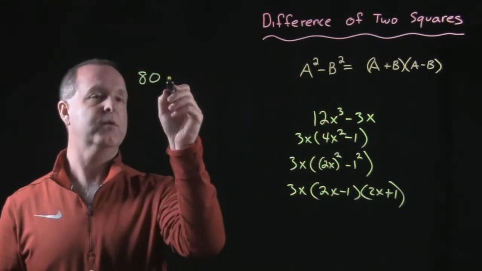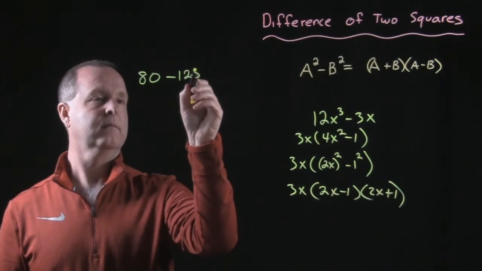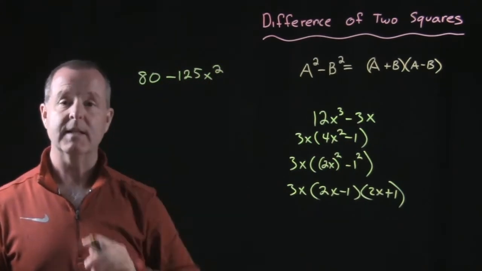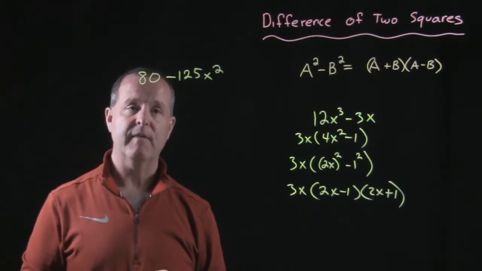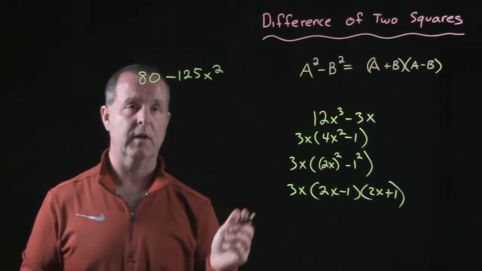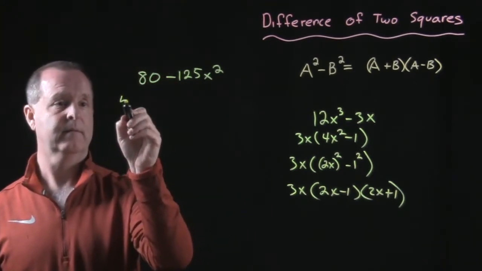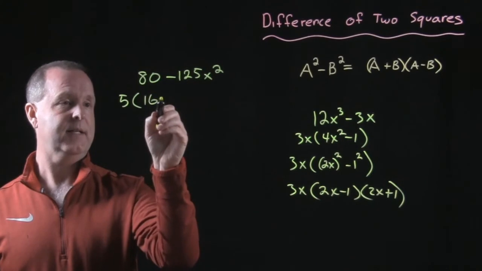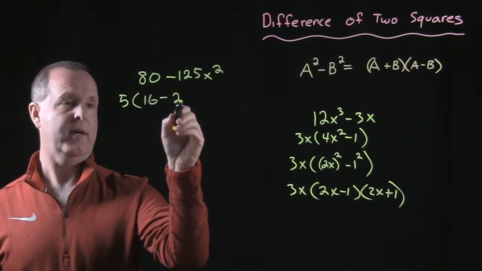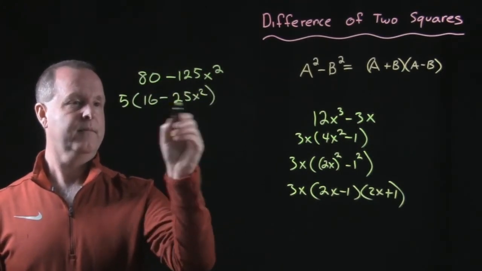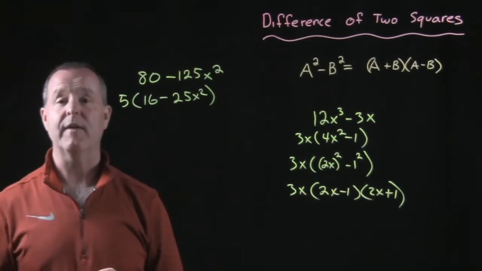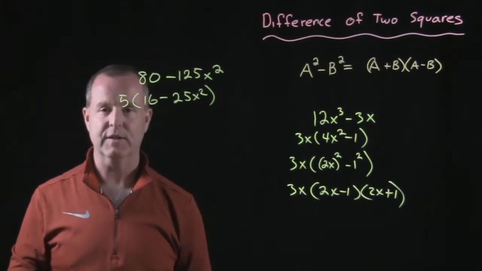Another example that we can see, similar to that, is 80 minus 125x squared. It's not a difference of two squares yet, but if I factor out something from both of those terms, I think I can factor out a 5. Then what's left is a 16 minus 25x squared. And that 16 minus 25x squared, classic difference of two squares.